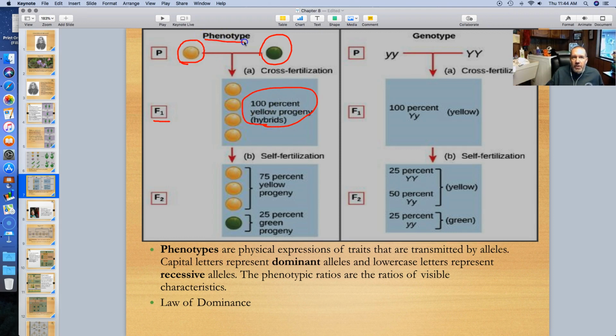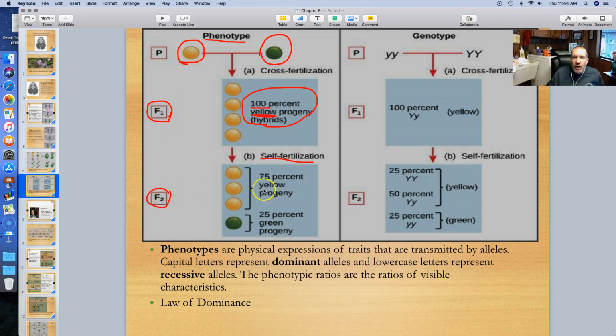And so we refer to that as the phenotype, how something looks. So the phenotype of the F1 generation was yellow. And not only yellow, but 100% yellow. And then again, remember, you would always self-fertilize the F1 generation. So breed any one of these individuals back to any one of the other individuals in the F1 generation.